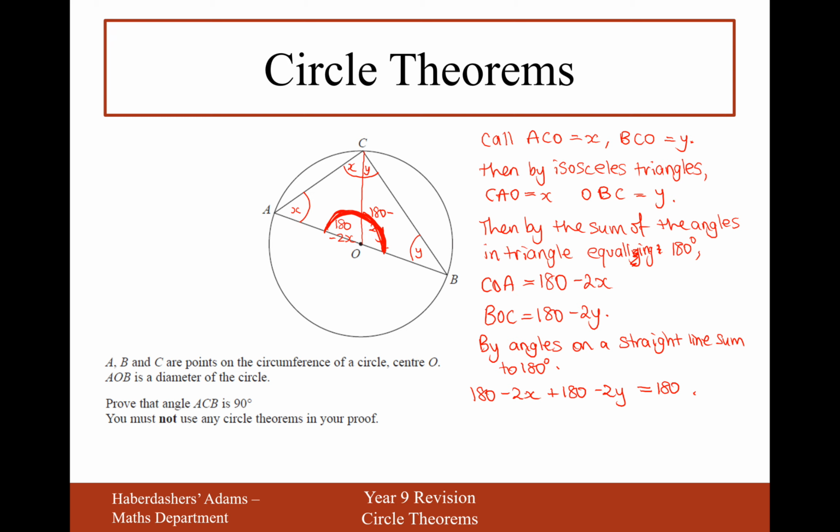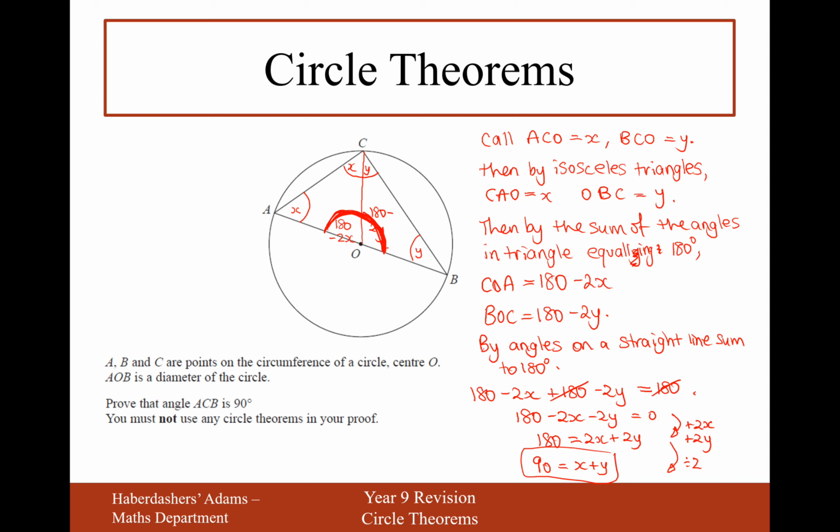Now what we've got ourselves here is a little equation that we could simplify. I could take away 180 from both sides, and that will leave me with 180 minus 2x minus 2y equals 0. Let's now add 2x and add 2y onto both sides, and that will give me 180 equals 2x plus 2y. And then let's halve everything, so divide by 2 on both sides. That will give me 90 equals x plus y.